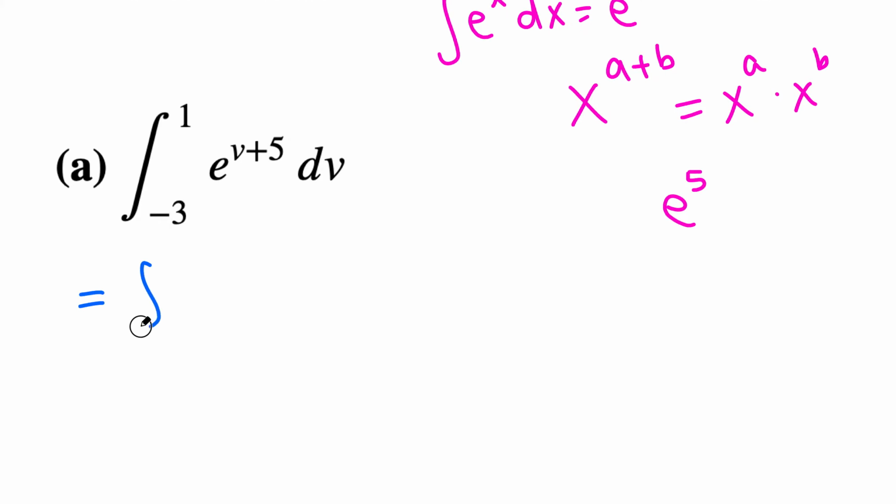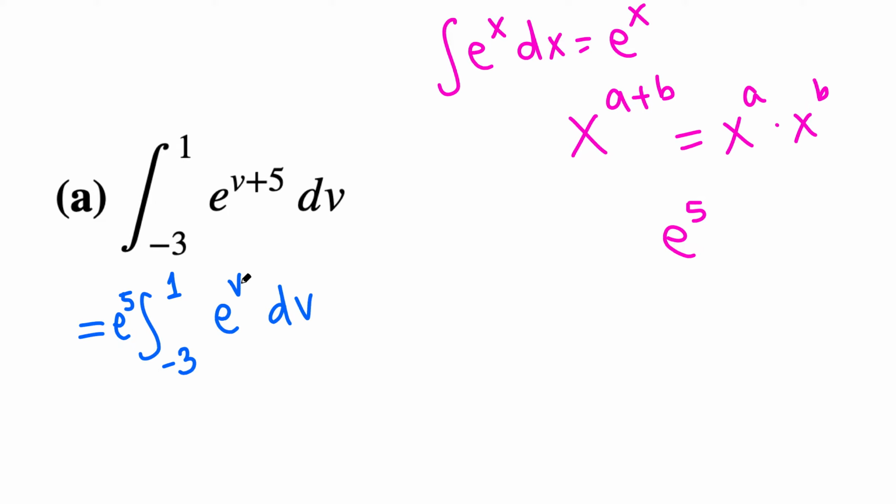So this is the same as the integral from negative 3 through 1 of e raised to v times e raised to 5, and I want to write that to the front. This is a decimal number, dv. Now this one is just like e^x. So with e raised to 5 outside, I'm going to take the antiderivative of e^v, which is just e^v, and we need to evaluate from negative 3 through 1.